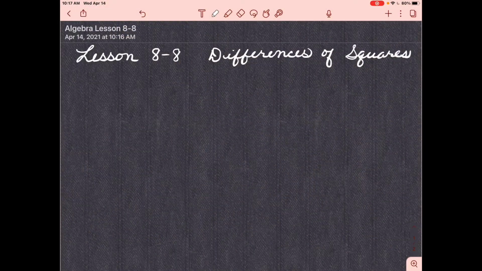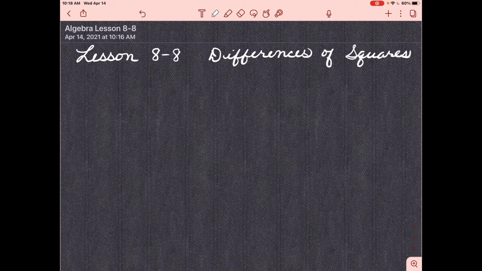Hi guys, this is lesson 8.8. It's called Differences of Squares. Back in lesson 8.4, we talked about some specific patterns and we talked about the product of a sum and a difference. And today we are going to look at that from the other direction. Instead of multiplying the sum and the difference, we're going to factor it.